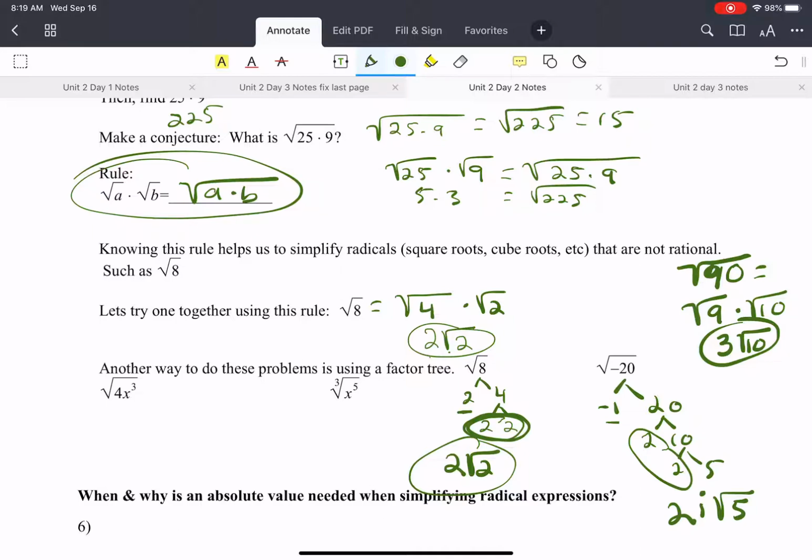Yep, square root of, what's i? Square root of negative 1, right? Okay, questions before we try some with variables?